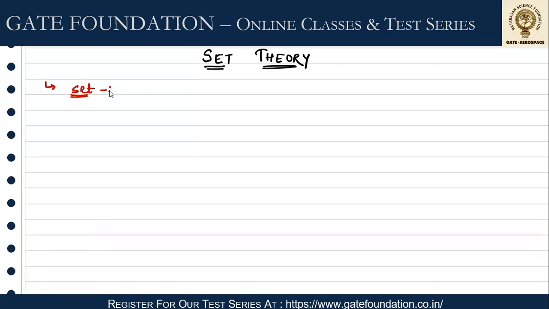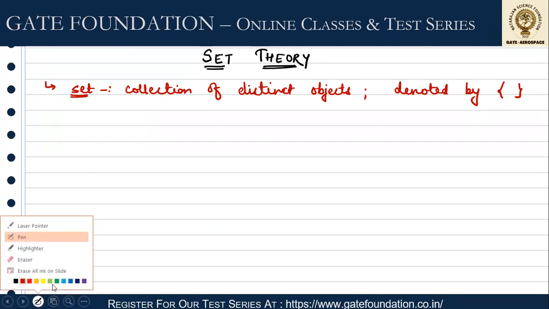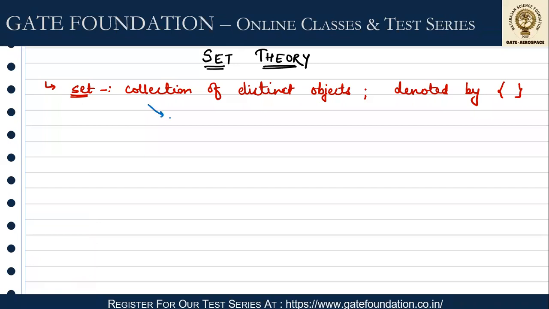The set is the collection of distinct objects. Collection of distinct objects, all the different objects. It is usually denoted by this kind of curly braces. Okay. We can have different types of sets. For example, let's consider one like the set of odd numbers.